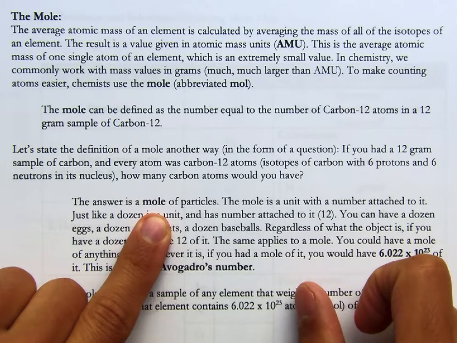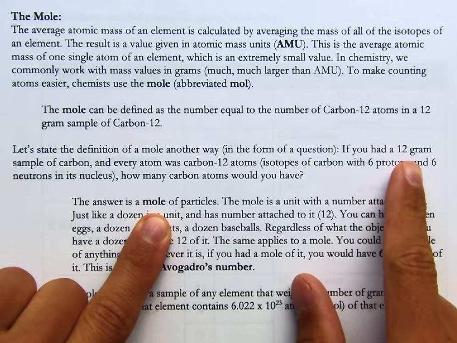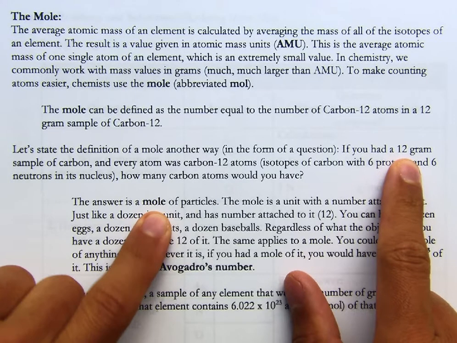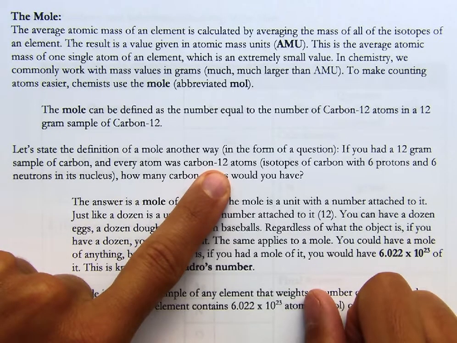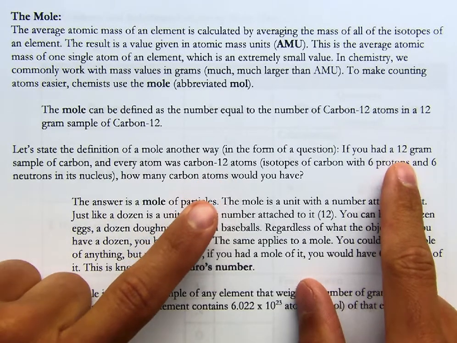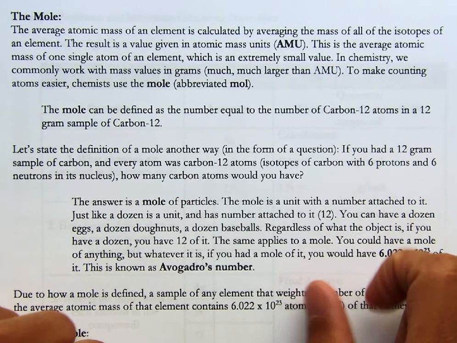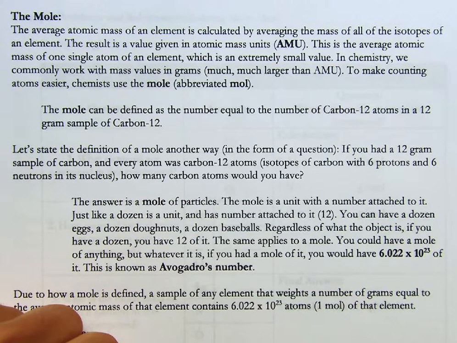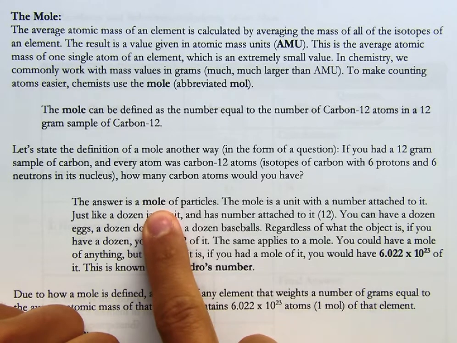So the fact that it's 12 grams and the carbon atom is carbon-12 is not by accident, because it actually allows you to use the same numbers that are on the periodic table in AMU, but use them in grams. So instead of it being AMU per atom, it's now grams per mole. So a mole is a unit. If you have a mole of something, you have a large number of it.